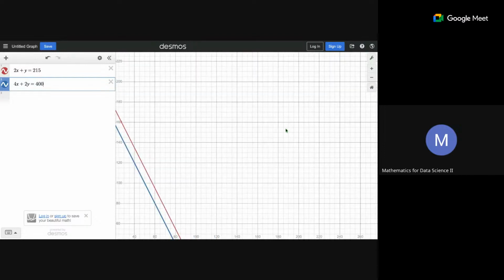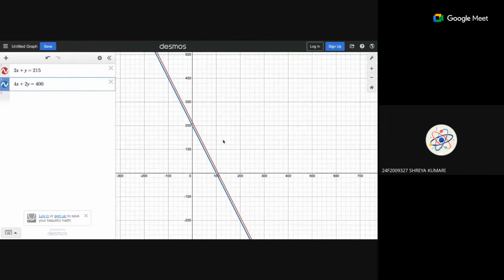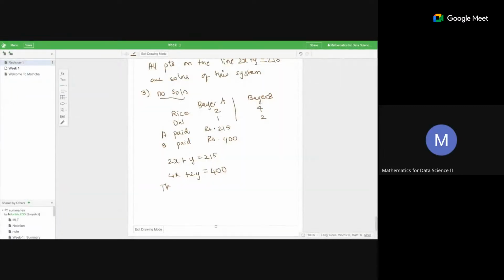So what do you see then? Parallel to each other. They are parallel lines. They don't touch at all, and they don't intersect at any point. Yes. So you see that they are parallel lines and never intersect. So if they don't intersect, that means they don't have a common point. So no solution, right? So no solution for the system.